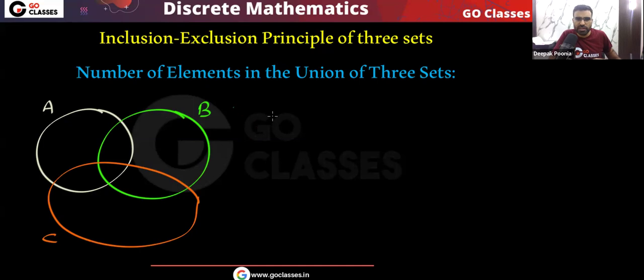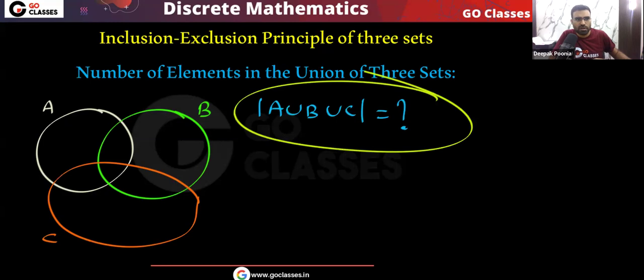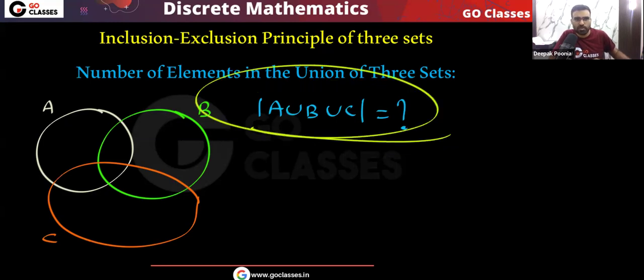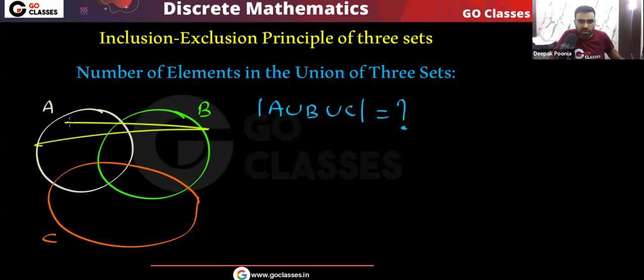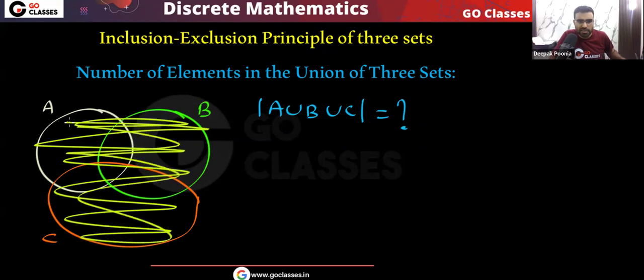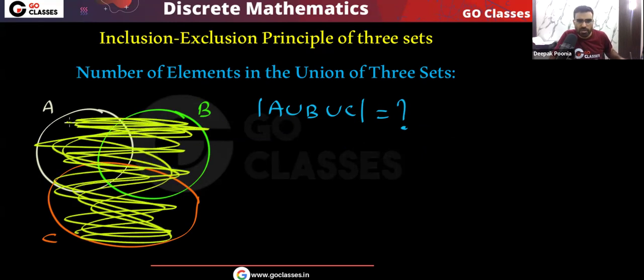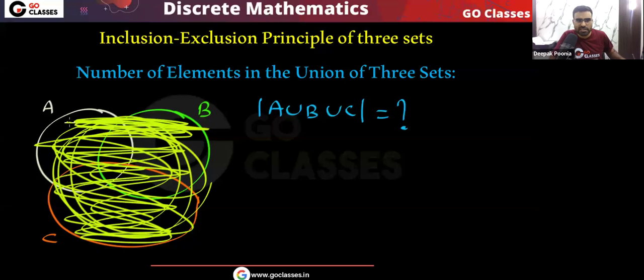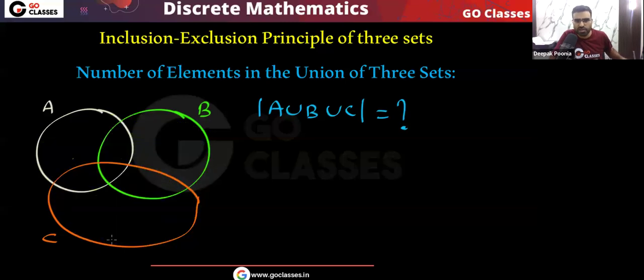Okay, and what we need to find is how many elements there are in A union B union C. What is the formula for the number of elements in A union B union C? Basically, we want to find the total number of elements in these sets A, B, C. How many elements are there in this union? This is what we need to find.